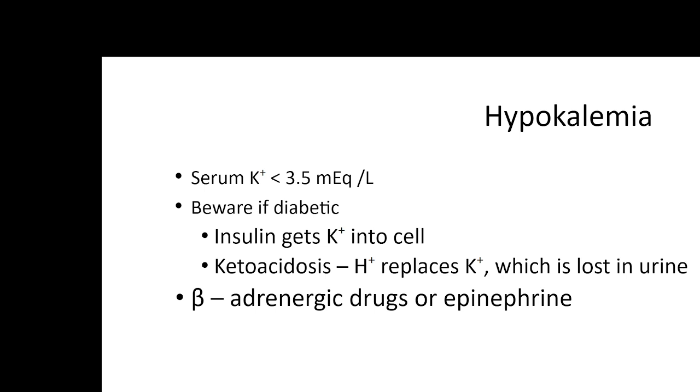Then hypokalemia, the potassium level being reduced, is one more. The normal potassium level is around 3.5 milliequivalents per liter, and when it's less than 3.5 milliequivalents per liter, it is considered hypokalemia. If the patient is diabetic and gets insulin, then the potassium level may get altered quite remarkably, and in such conditions you have to be more careful.